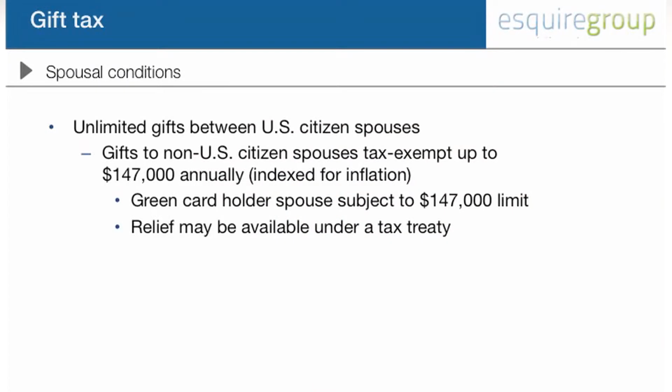So if your spouse isn't a citizen, you're limited to giving them $147,000 a year tax-free and without eating into your lifetime gift tax exclusion. If you give more than $147,000 during a year to your non-citizen spouse, it's going to start reducing your lifetime gift tax exclusion of $5.43 million.